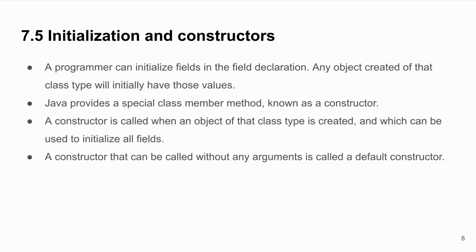Initialization and constructors. Every class has some variables, and we try to declare the variables and initialize them at the same time, which is always a good practice. Java provides special class member methods known as constructors. One of the primary jobs of a constructor is to initialize the variables of the class. Every class does have a default constructor which does the job of initializing these variables.